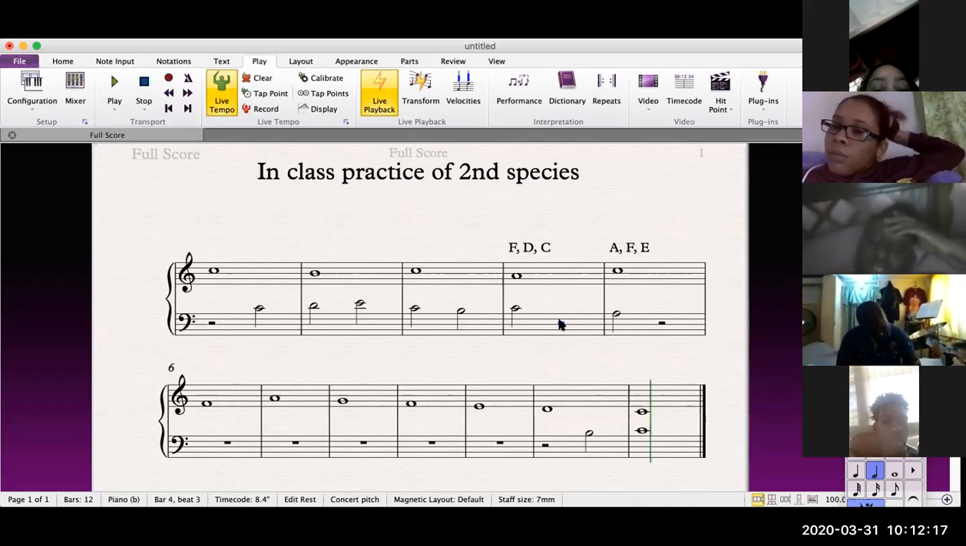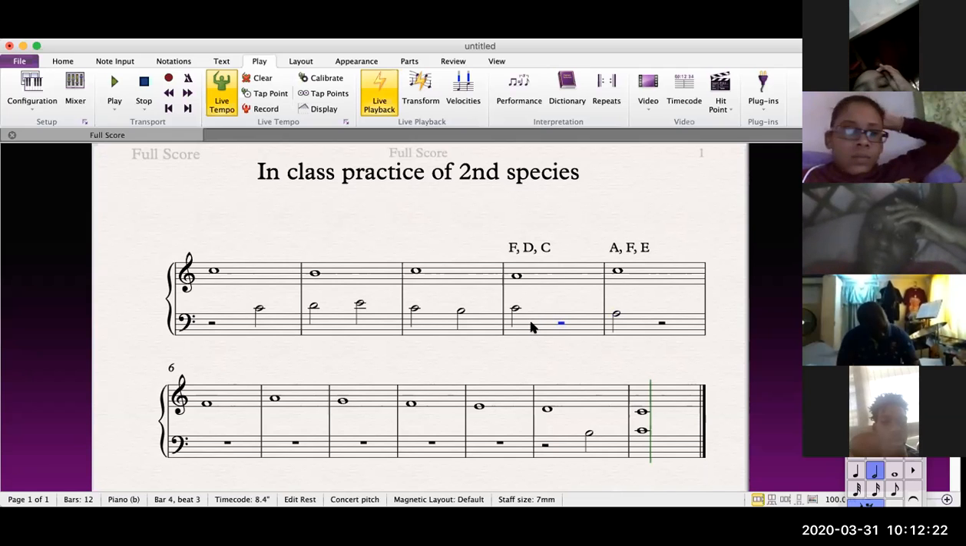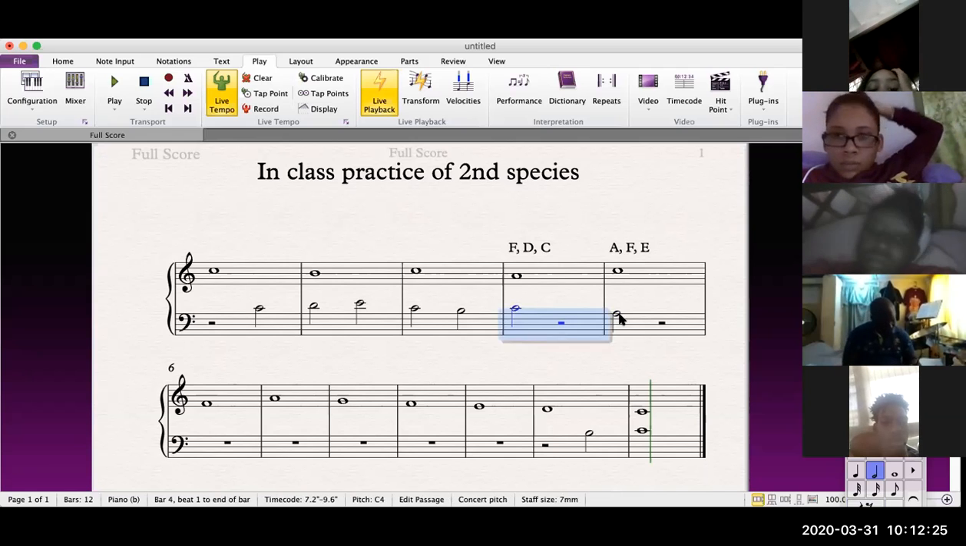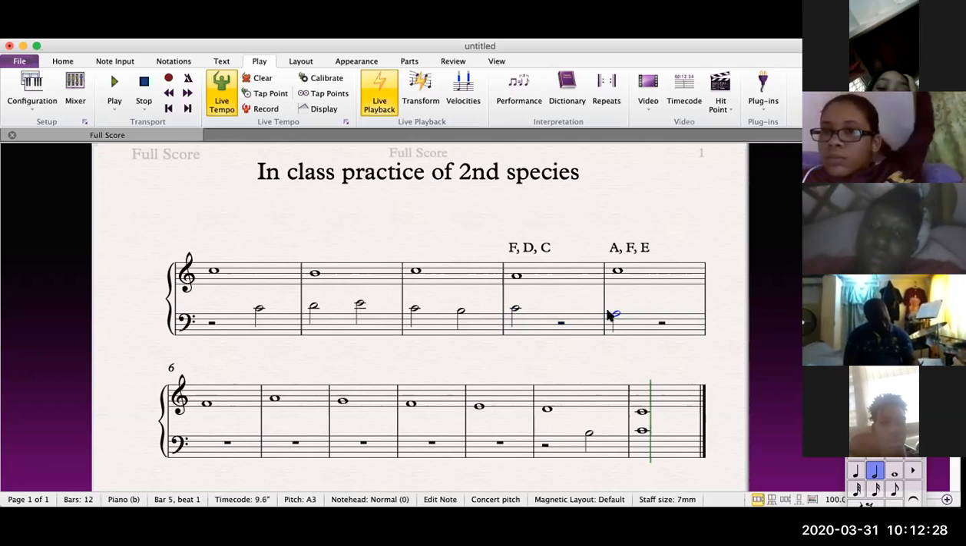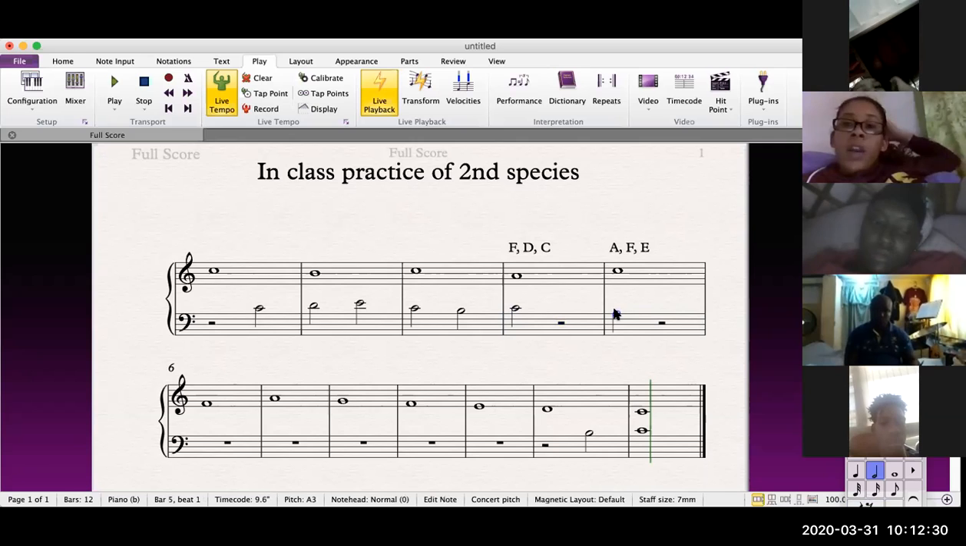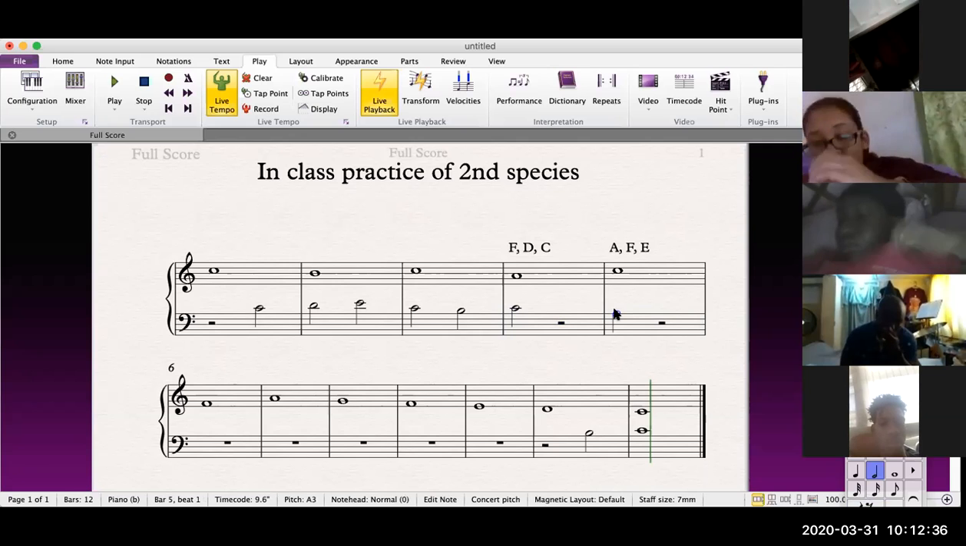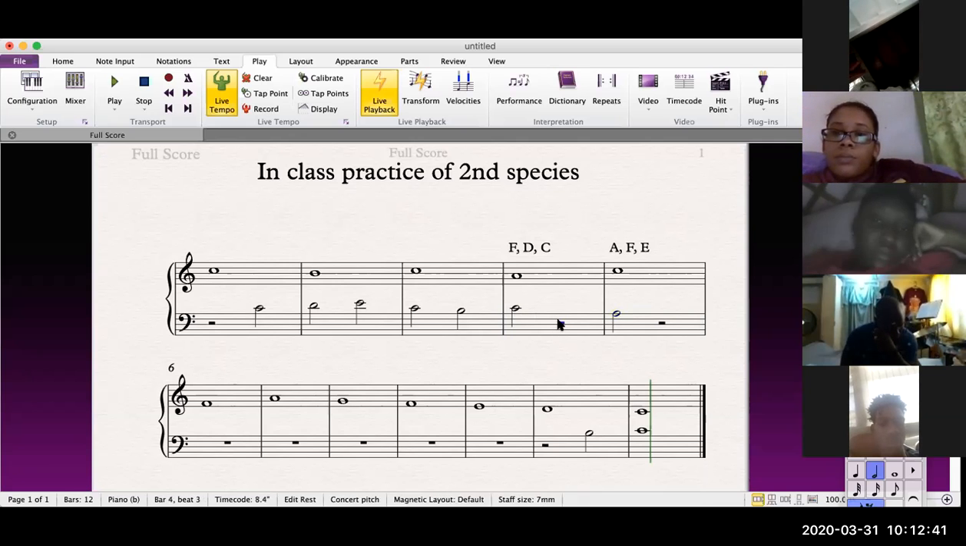Can it be a skip? It could. But in second species, we're trying to include dissonances, right? And these two notes are a third apart, so you can put a passing tone in between them. So what would that note be? I guess the note in between. So, B. That note would be a B. Right? C, B, A. And this B creates a seventh here with the A. So that becomes a passing tone.